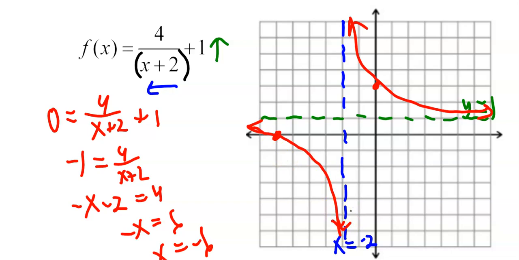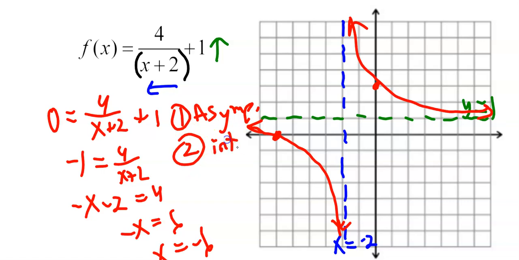That's really what you need. So first, graph the asymptotes. Second, graph the intercepts. And third, just sketch the graph. So I just need a sketch there. Make sure when you do the asymptotes, you label them with your equation.